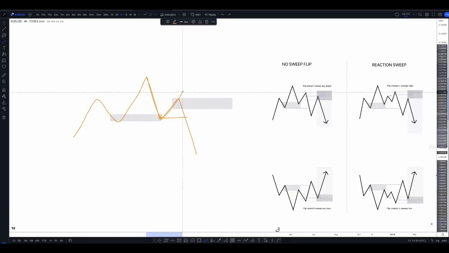Price came into that demand zone. It failed to do its job. It failed to make a higher high, and price has then overpowered that demand. Supply has taken control.